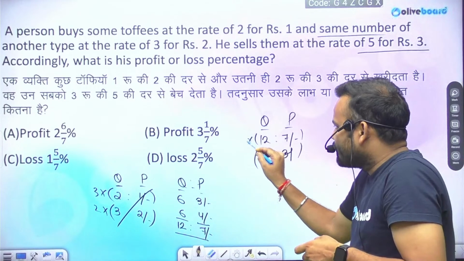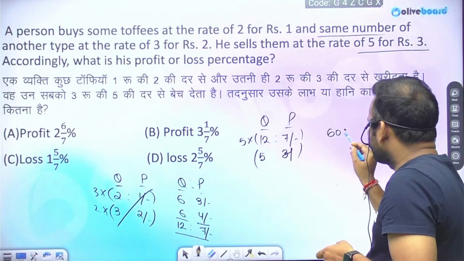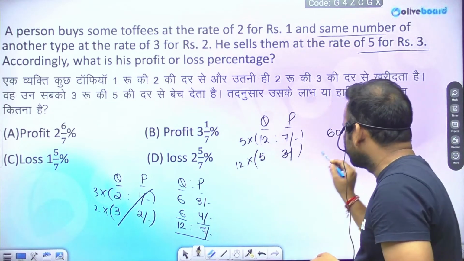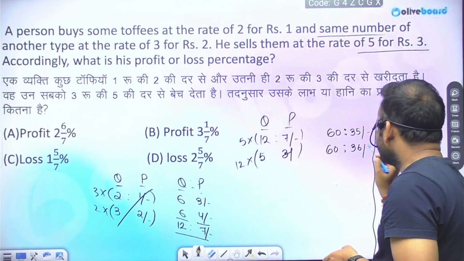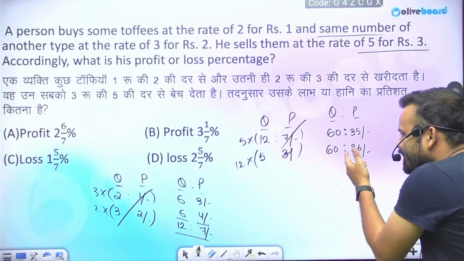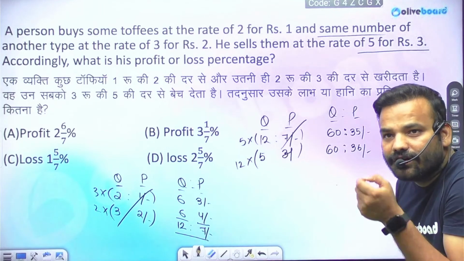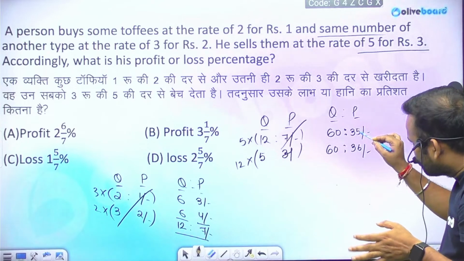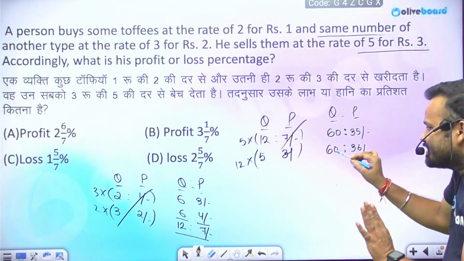That means on multiplying by 5, I got the result that 60 articles were bought for rupees 35 from the market, and the same 60 articles were sold for 36. This is quantity and this is price. The moment I made this quantity equal, I got to know that in the whole business, his entire business cost rupees 35. The cost of 60 toffees was 35 and he is selling it at 36.